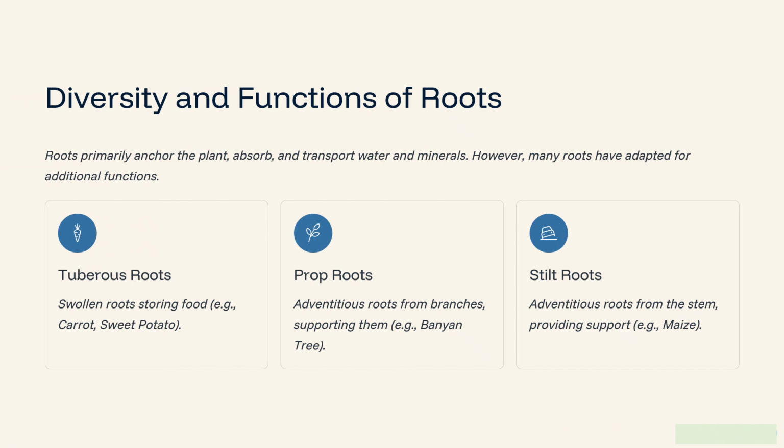Diversity and functions of roots. Roots primarily anchor the plant, absorb and transport water and minerals. However, many roots have adapted for additional functions. Tuberous roots, swollen roots, storing food. Example, carrot, sweet potato. Prop roots, adventitious roots from branches supporting them. Example, banyan tree. Stilt roots, adventitious roots from the stem providing support. Example, maize.